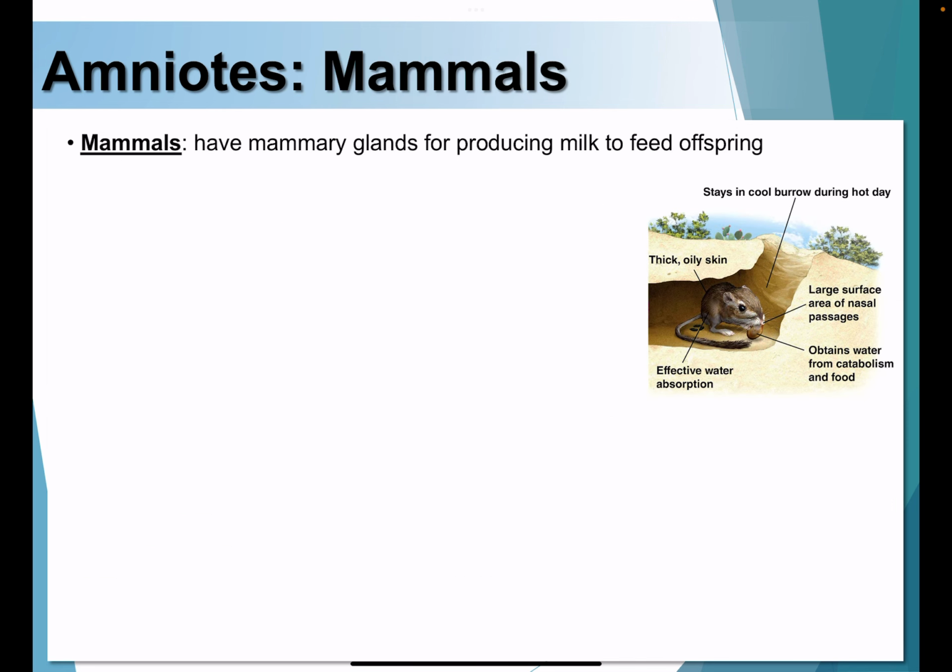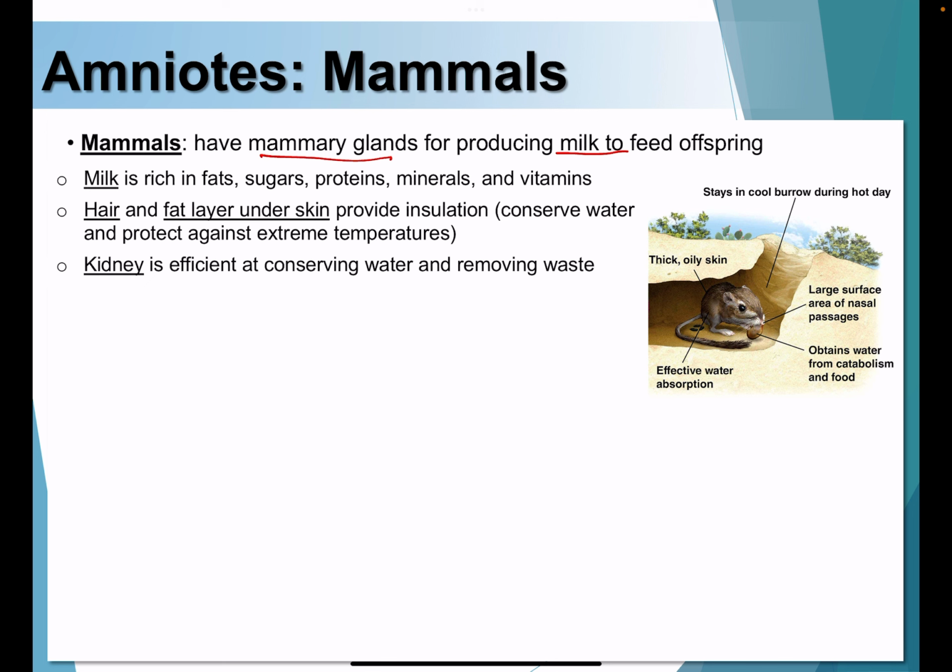All right, and last but not least, the last type of amniotes we have are mammals. Mammals are named for the fact that they have mammary glands for producing milk that will be fed to their offspring. Now, what is milk? Milk is usually made within the mom's body, and is rich in fats, sugar, proteins, minerals, and vitamins as well.